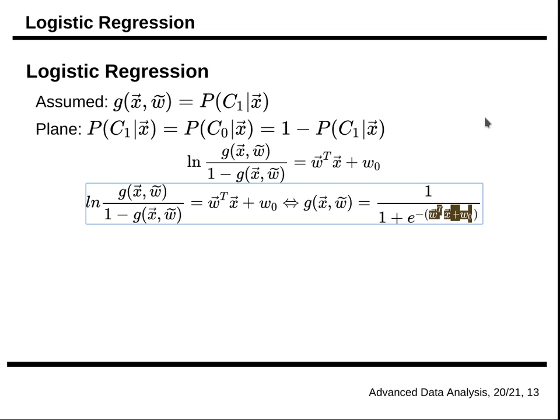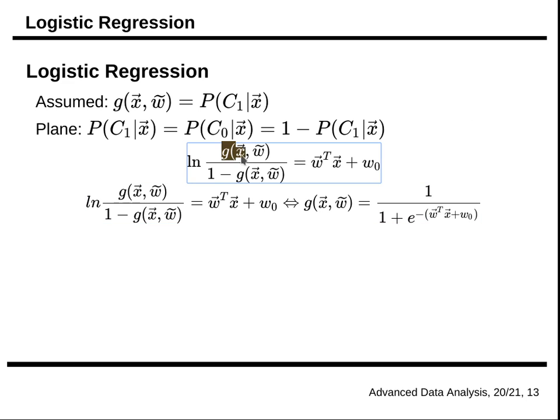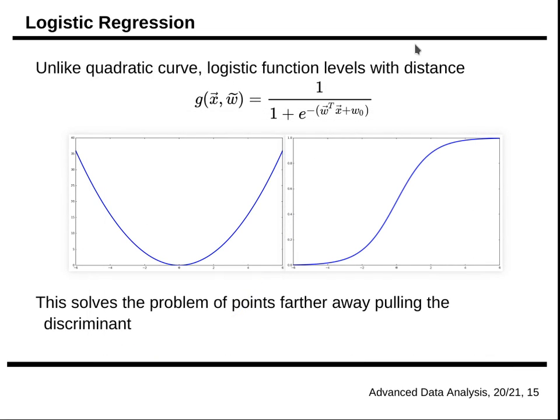And this linear discriminant corresponds to where the probability of belonging to one class is equal to the probability of belonging to the other. So when this is the same as this, the logarithm goes down to 0, and that's where we are drawing the line. So this is the expression that we're going to use for logistic regression, and it has this nice property that, unlike the quadratic curve that increases the further we go away from the frontier, so it starts to increase the error and is pulled by the points that are far away from the discriminant.